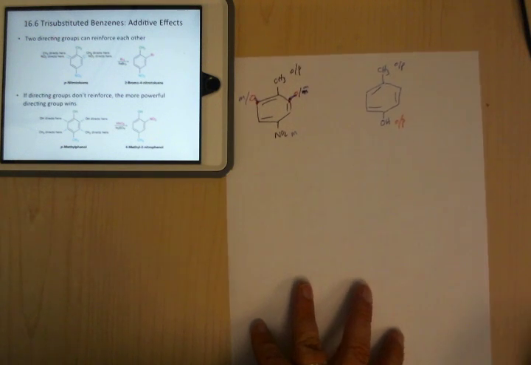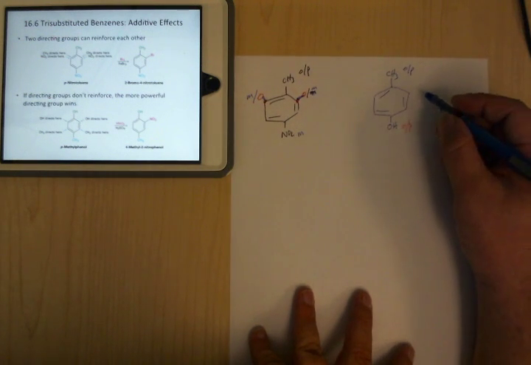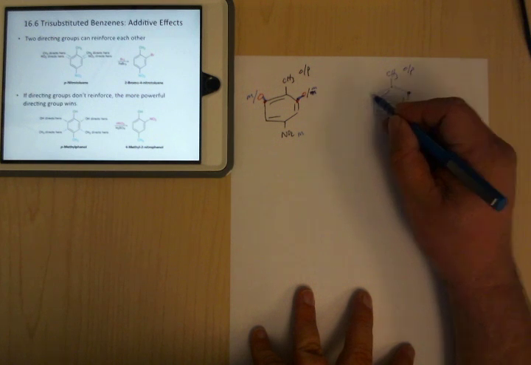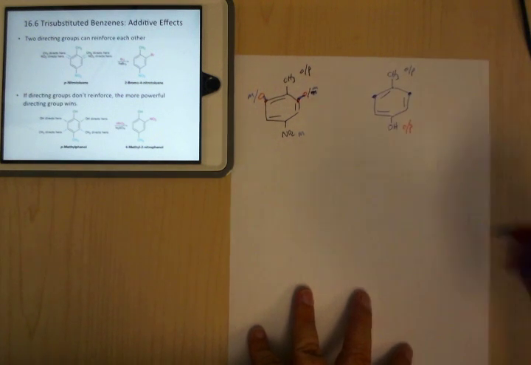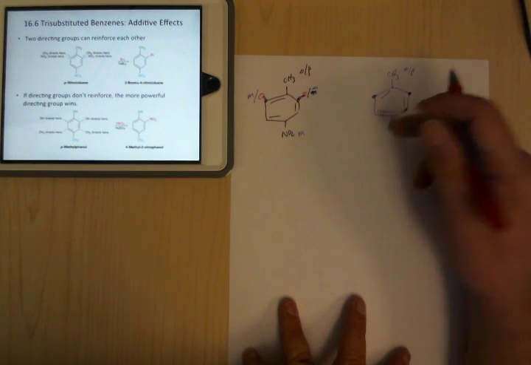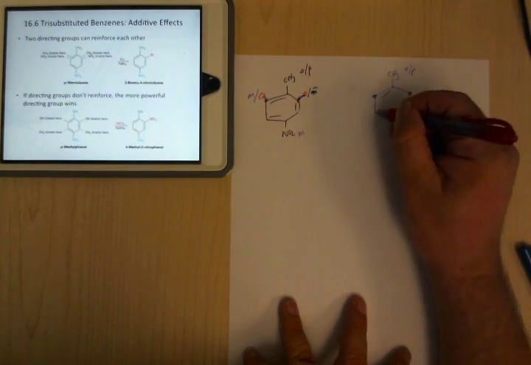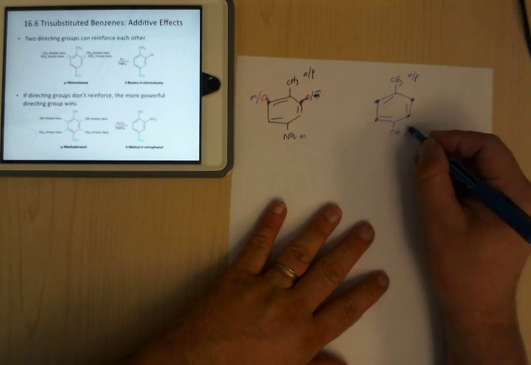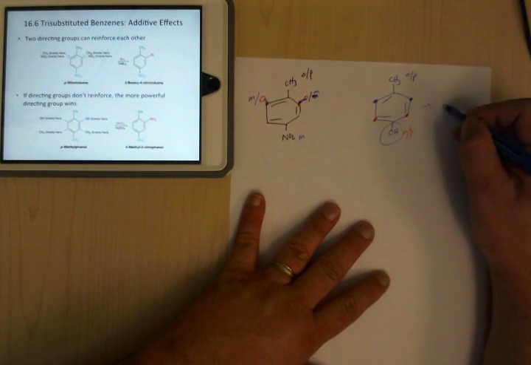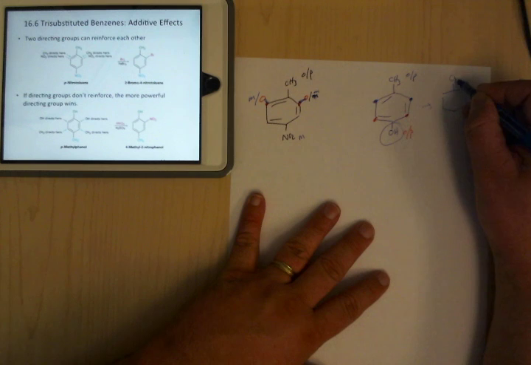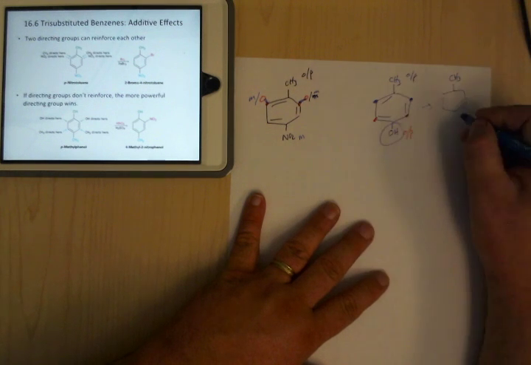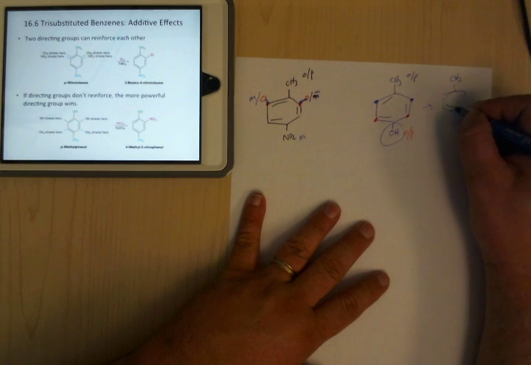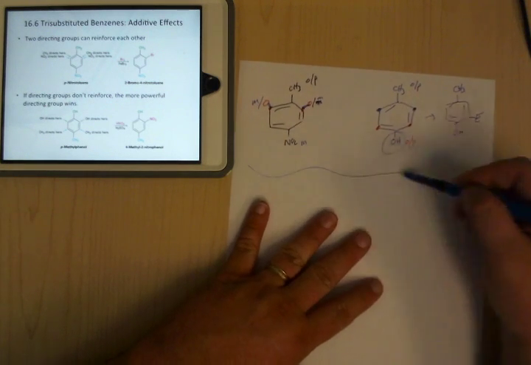Okay, now what happens? Well, you kind of have to go back to that list. So this would be ortho, and para would be here, but that's already taken. So ortho, para. You have to figure out which one's stronger, and it turns out that this one is stronger. So what you're going to end up with is this one winning, and your E group is going to go there. You kind of have to look at that chart.